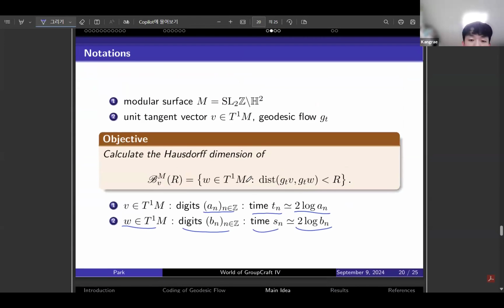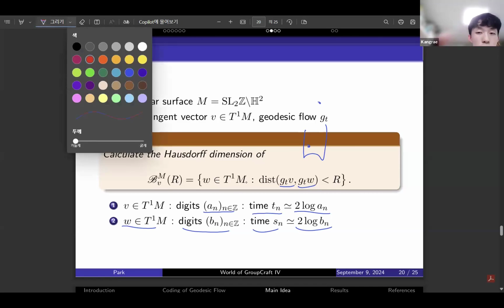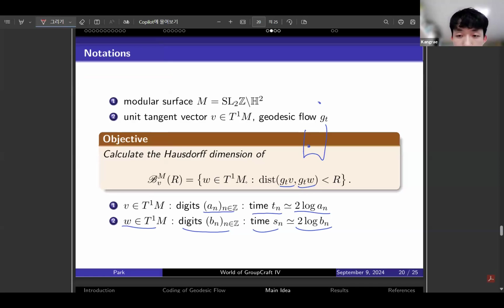As you can see in this objective, we want these 2 points, their distance should be bounded by large R. What do you mean by distance? 2 points' distance on the modular surface. So here is 1 point, and here is another point. When the distance becomes bigger and bigger, the distance would be similar to the difference of height. Difference of height would be like this red one.